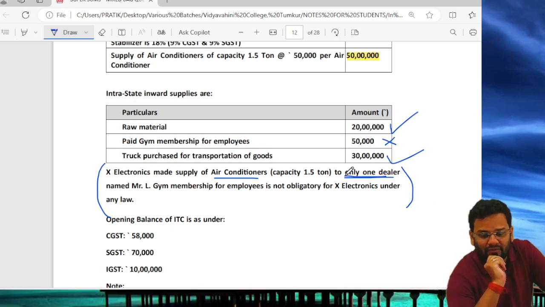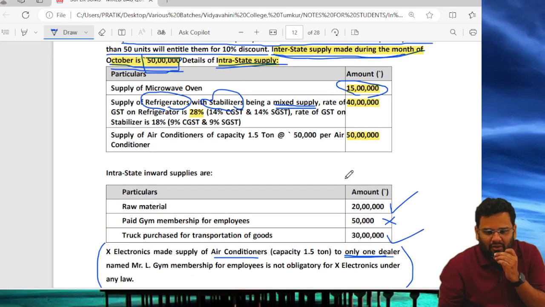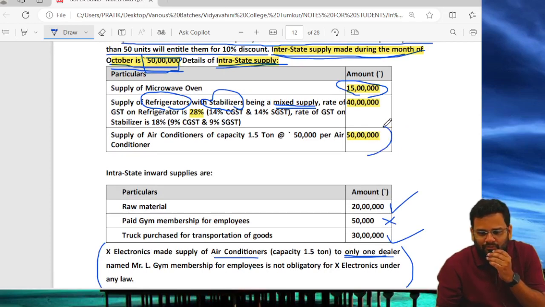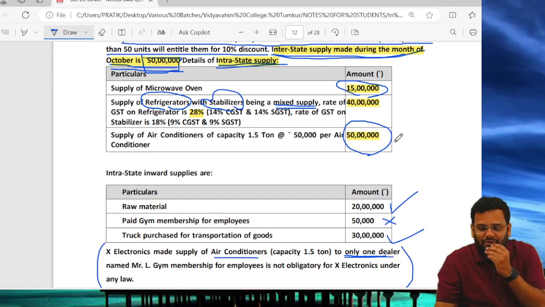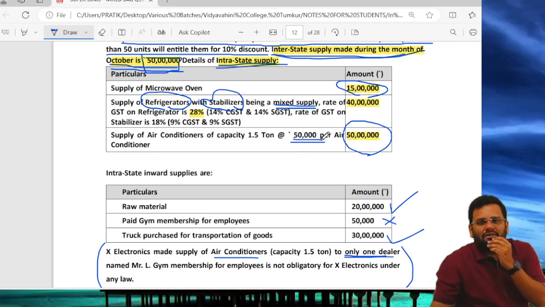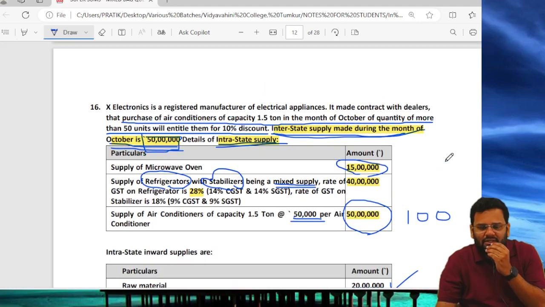Yes, we might have given discount. So go there. What is your outward supply of AC? Value 50 lakhs. And each AC you have sold for how much? 50,000. Do on your calci 50 lakh divided by 50,000. You have sold 100 units. And when were you going to give the discount?